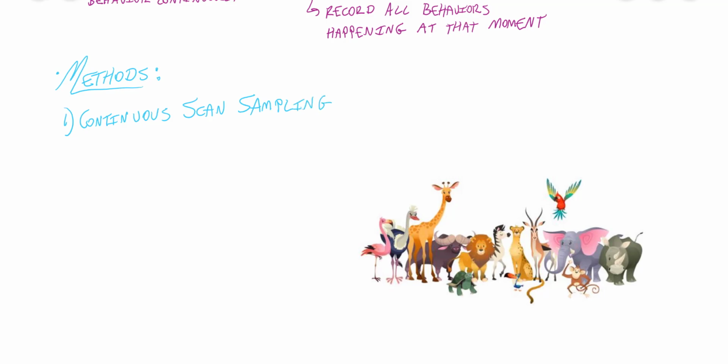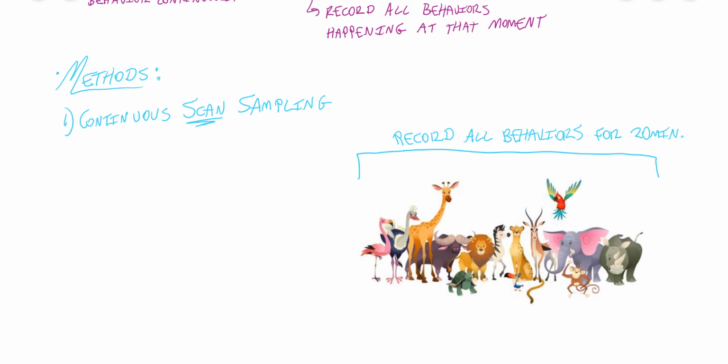If you were using continuous scan sampling as your data collection method, you would be watching this entire group of animals for a set period of time. Okay? You would record all behaviors for that entire time period. Let's say it's 20 minutes. So you'd record all behaviors you see for 20 minutes. That would be your sampling technique.